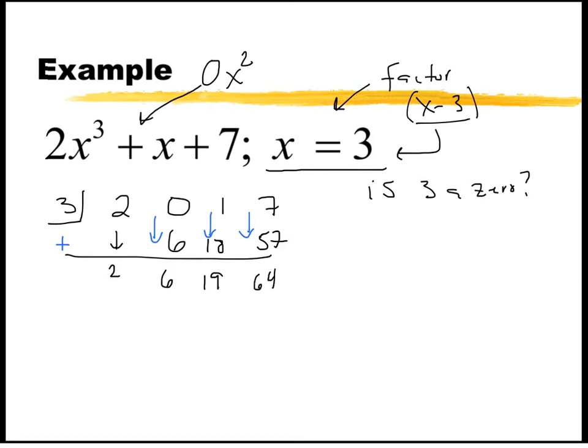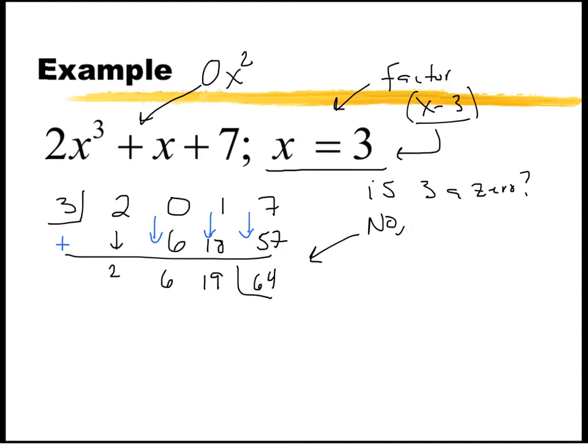So is 3 a 0? No. If it was, this number would be a 0, and it's not. So it's not a 0. But because we've divided, I can still get what's left over. Okay, so I've still pulled it out. There is a remainder, which means that x minus 3 is not a factor, but I still divided it out.